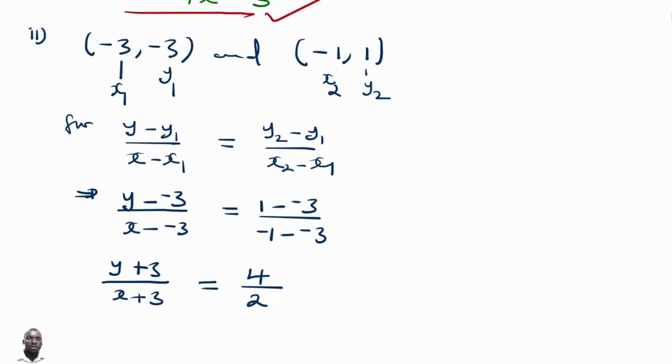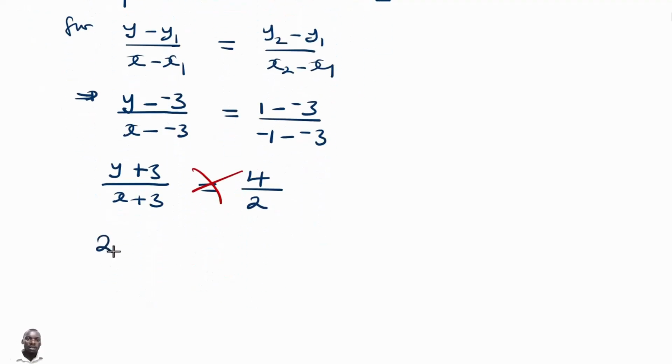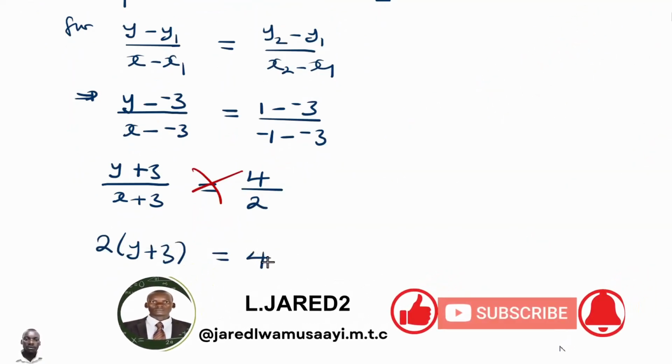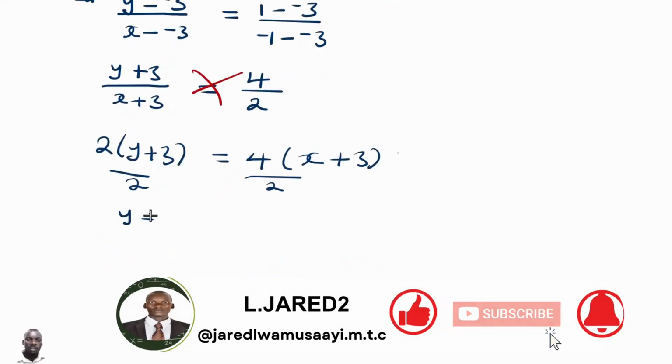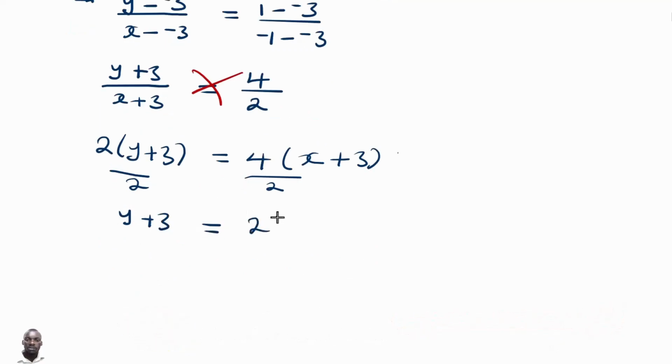From here we are going to cross multiply, so that we have 2 times y plus 3 equal to 4 multiplied by x plus 3. Here we can divide through by 2 first. So we have y plus 3 equal to 2 times x plus 3. So y plus 3 equals 2x.